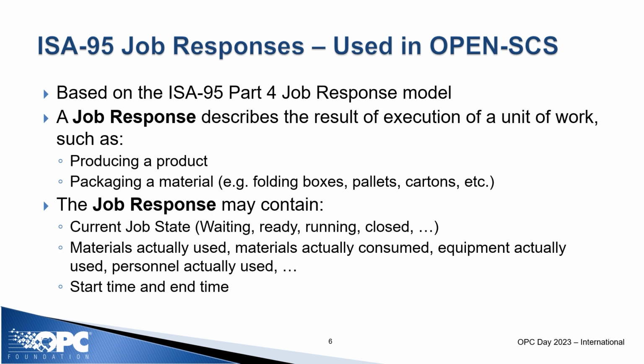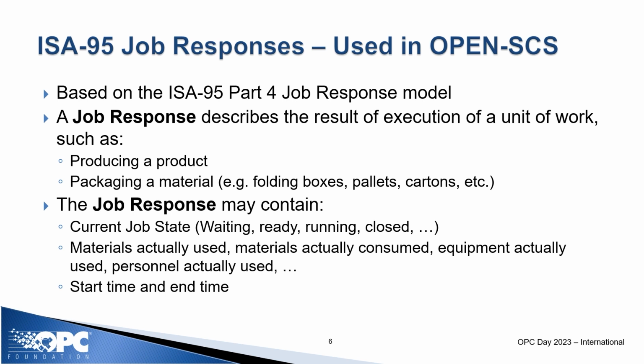And we also wanted to get the information back as a job response based on, again, the ISA 95 Part 4 job response model. And what this defines is the result of execution of the unit of work, such as producing a package or packaging a material in the boxes and the cartons and the cases and all these other things, or the pill packs that you may have out there. You'd also like to know what's going on. Is this current job waiting or is it running? Is it paused or stopped, or has something happened?